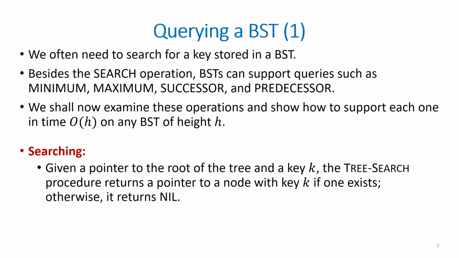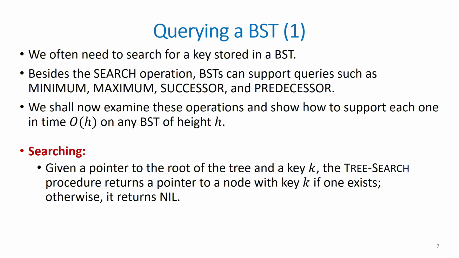Now let's look at the operations that deal with searching for a particular key or a node with specific features. This is called querying and involves operations such as search, minimum, maximum, successor, and predecessor. These operations run proportional to the height of the BST, which in the average case is O of log n, and worst case is O of n. Let's begin with searching for a particular key, say k, in a given BST.